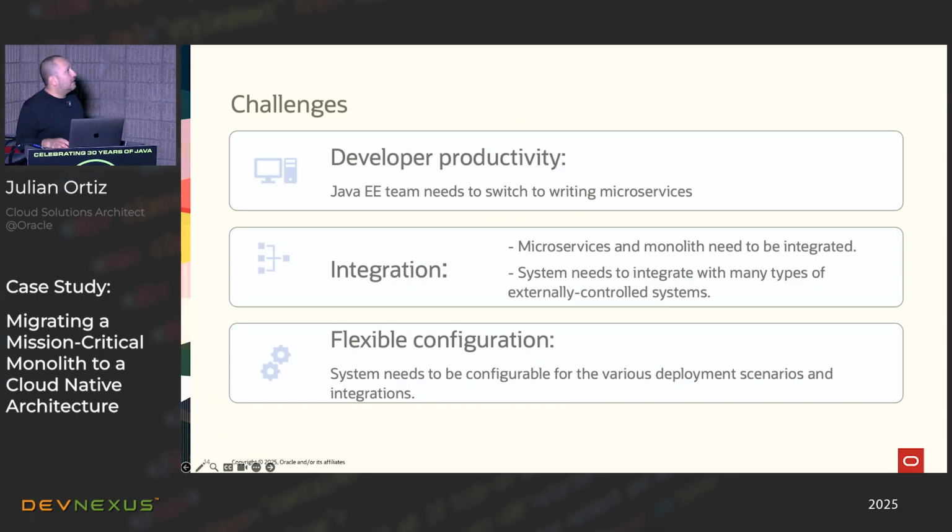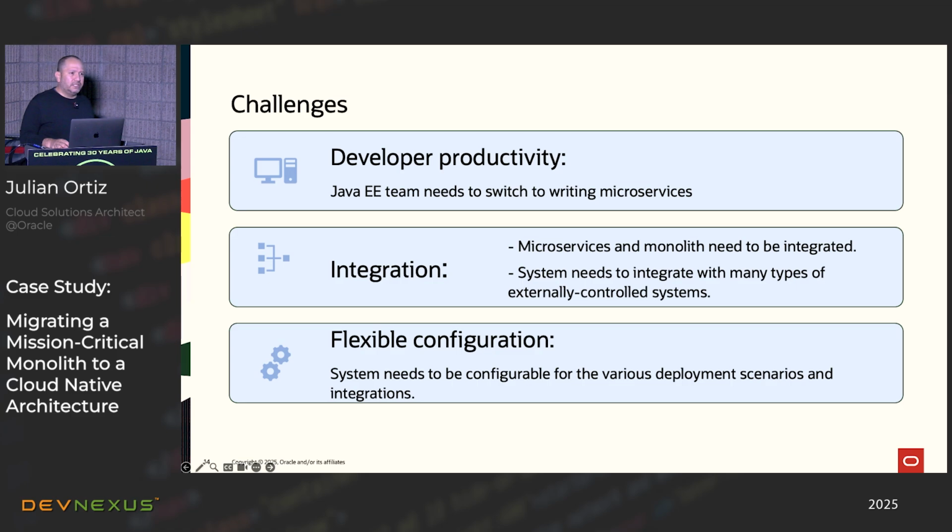But with it, we definitely faced challenges along this phase two. Developer productivity. The developer team felt the hit. They were used to developing this monolithic application. They already had their cadence. By switching to microservices, it took time for them to switch to that methodology, that mentality of writing microservices.